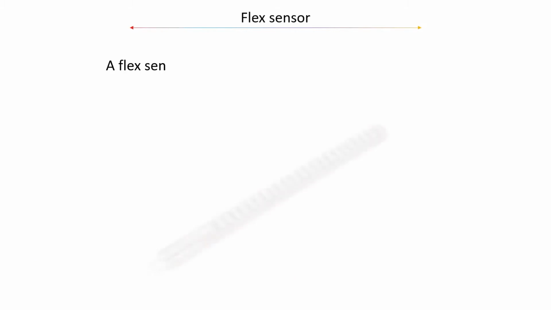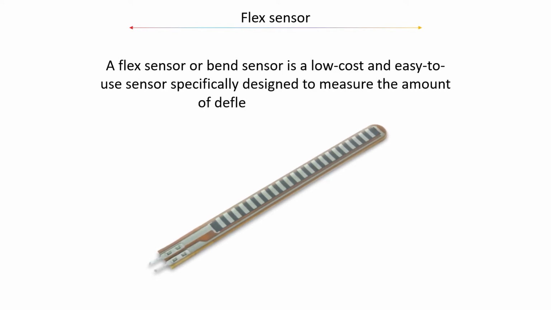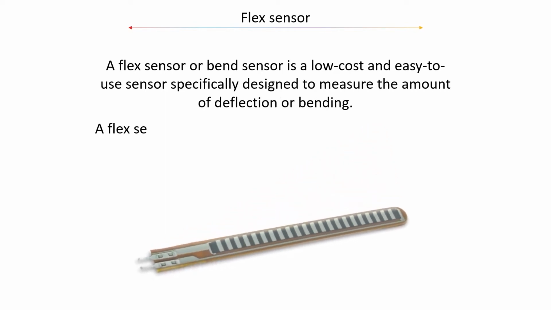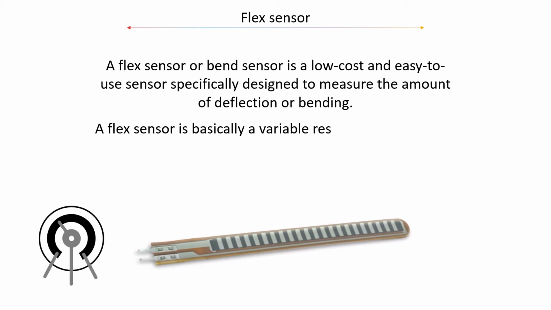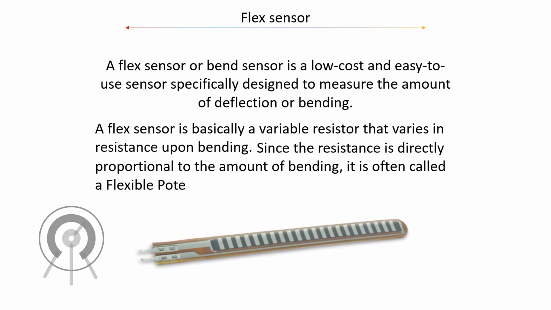Flex sensor. A flex sensor or bend sensor is a low-cost and easy-to-use sensor specifically designed to measure the amount of deflection or bending. A flex sensor is basically a variable resistor that varies in resistance upon bending. Since the resistance is directly proportional to the amount of bending, it is often called a flexible potentiometer.